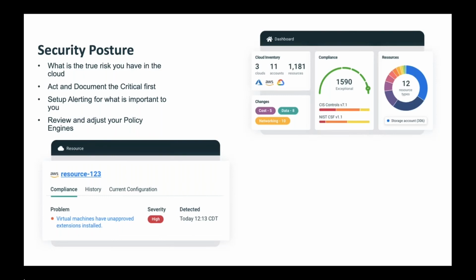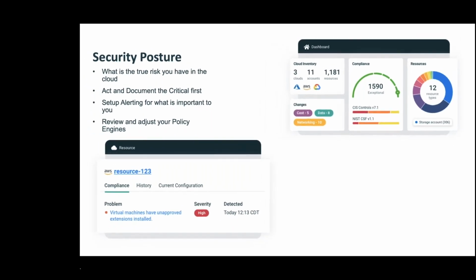Next step is set up alerting on what's important to you. So we saw earlier, not all the drifts that are occurring are important, but maybe there are categories of them that you want to make sure you're watching and have, let's say, a 1 hour response to, okay, we want to get that into the next pipeline to make sure that's taken care of in the next sprint. And of course, then review and adjust your policy engines back on the clouds. Okay, drift will occur. Do I need that to be blocked up front, or am I going to allow that through and have an exception?